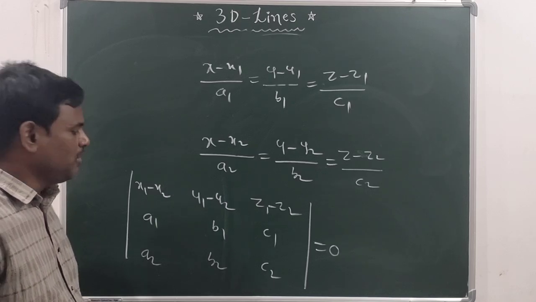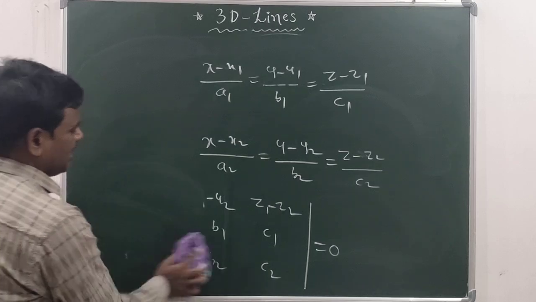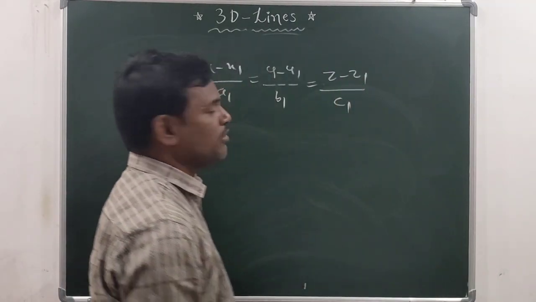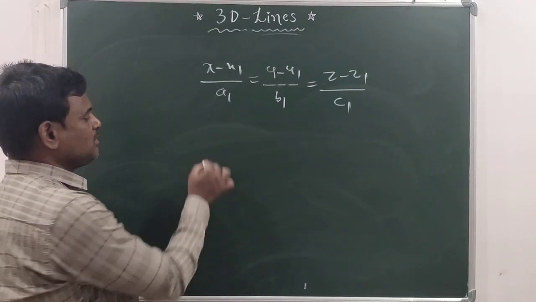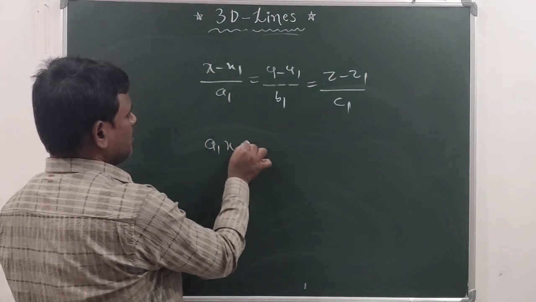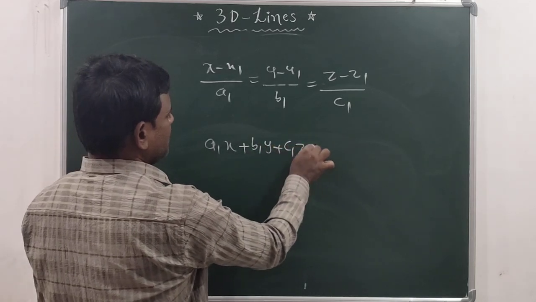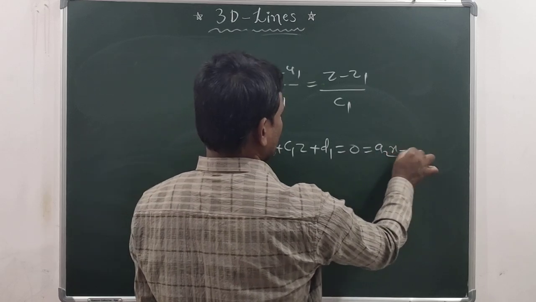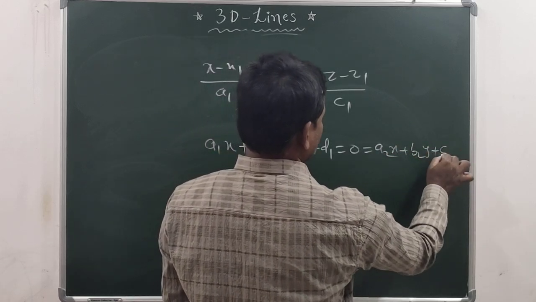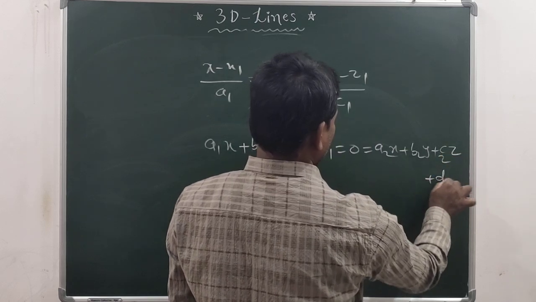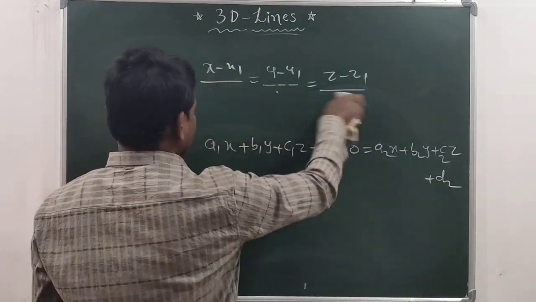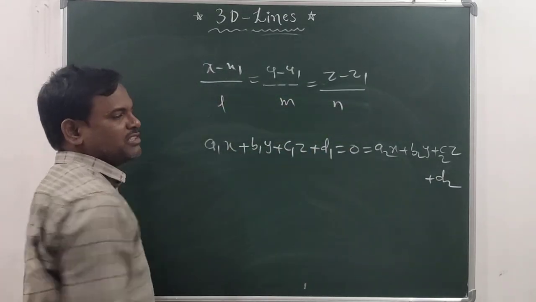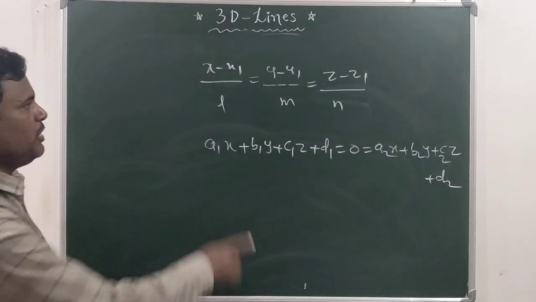Next, sometimes both are given in symmetrical form, like this you need to check. But sometimes the second line they don't give you in symmetrical form. They will give you in unsymmetrical form, like a1x plus b1y plus c1z plus d1 equal to 0, A2x plus B2y plus C2z plus D2 equal to 0. And here you can take these DRs as l, m, n, because you may get confusion between this A1, B1, C1 and this A1, B1, C1. So that you take like this.